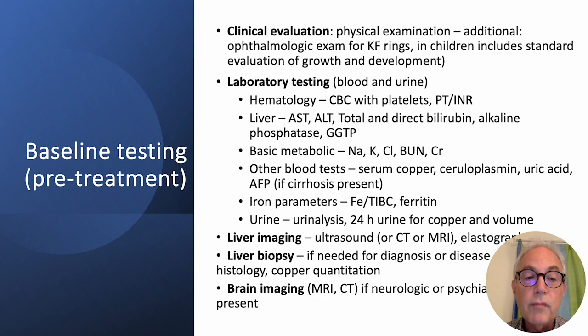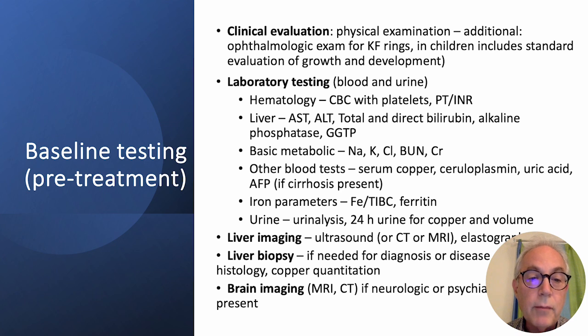Baseline testing should occur before treatment is initiated, and this includes a careful physical examination. And if the patient has neurologic issues or mental health issues, that may also include very detailed evaluation from neurologists or mental health professionals, in addition to specialists for liver disease. And also, an ophthalmologic exam may be performed for Kaiser-Fleischer rings. Typically, once a patient is above the age of 5, that should be considered. And in children, separate from the Wilson disease part, we also need to consider standard evaluations of growth and development, which are typically conducted by our pediatric specialists.